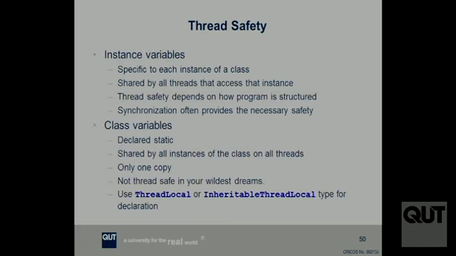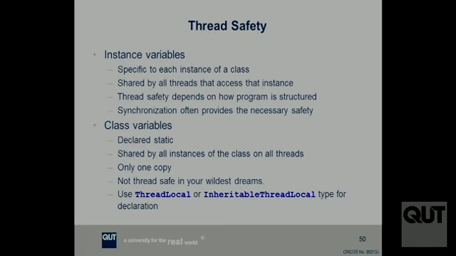So instance variables and class variables. Are these problematic? Yes. Instance variables are problematic if we happen to have more than one thread accessing a particular object. Okay, that's an instance. There are ways of dealing with this, as we will see in a moment. So synchronization through the use of the monitor approach is generally the way of getting the necessary safety.